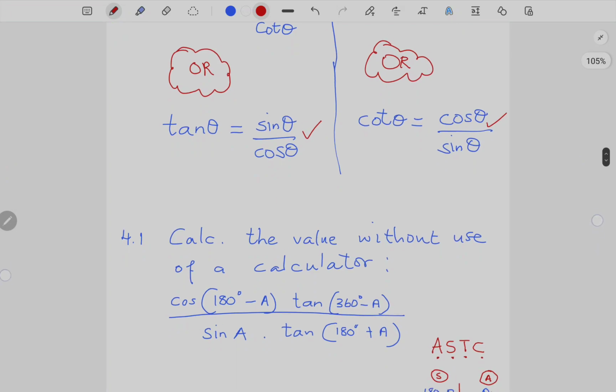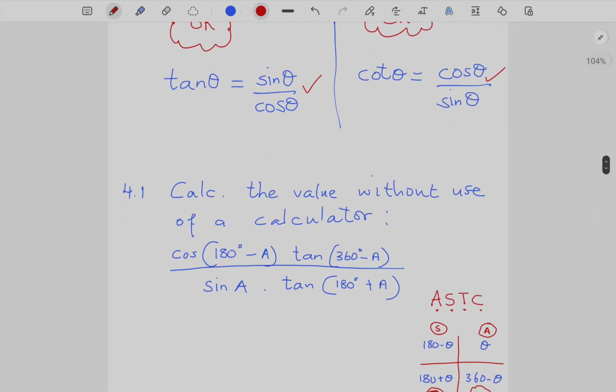Now let us calculate the question that says 4.1, calculate the value without the use of a calculator. You are given cos(180 minus A) times tan(360 minus A) divided by sine A times tan(180 degrees plus A). So A here stands for theta. It's an angle. It stands for an angle, but this time its name is A. It's not theta, it's A. It's angle A.